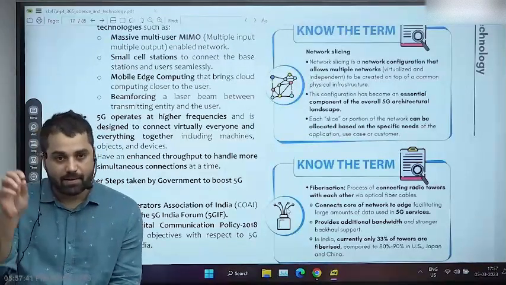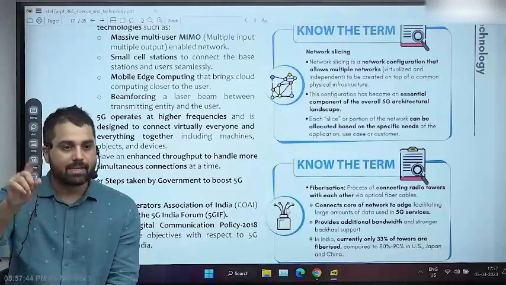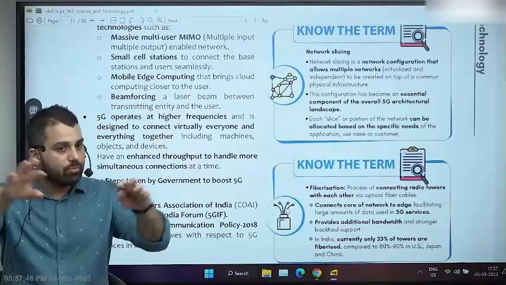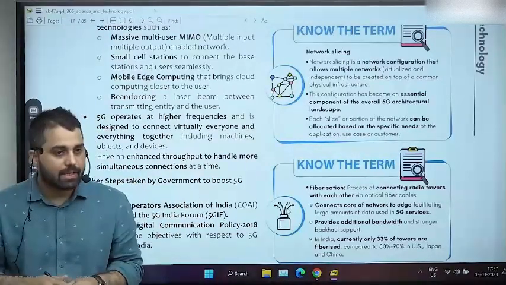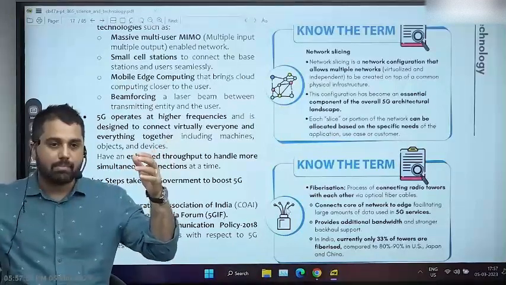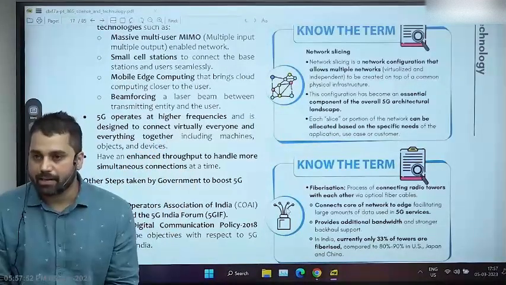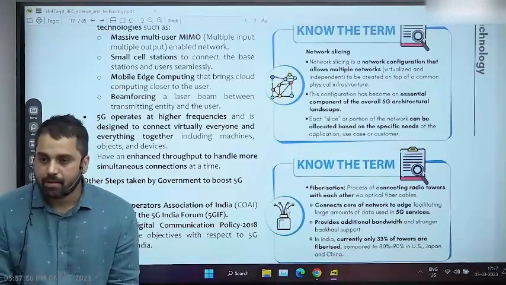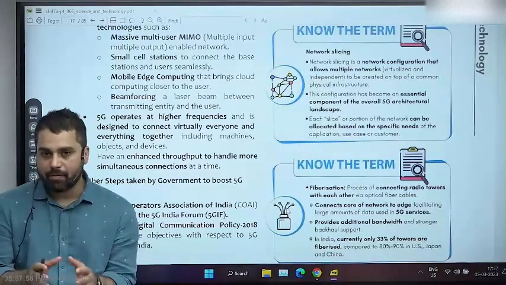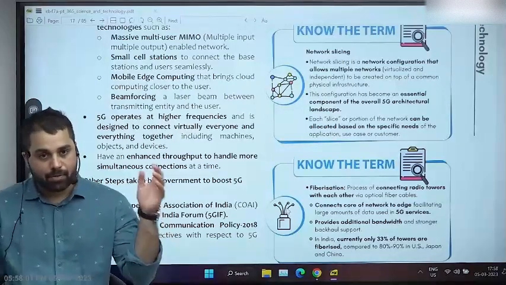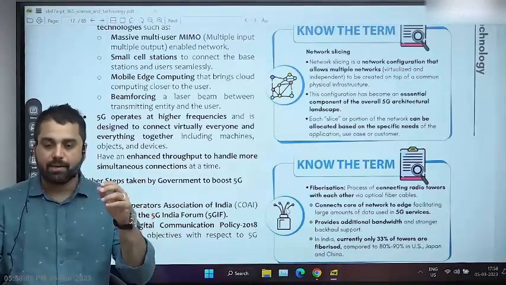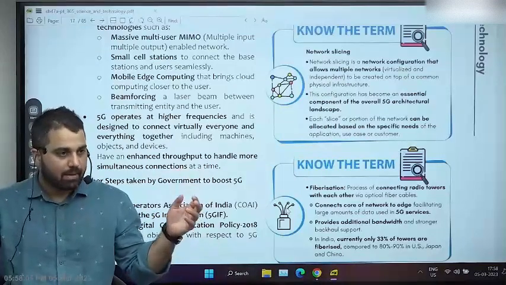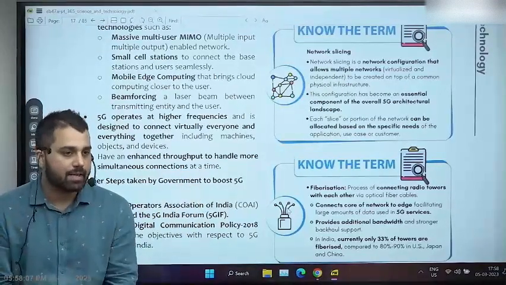Now that is a different requirement compared to, let's say आजकल जो online work चल रहा है, Zoom call, all those things, or for example augmented or virtual reality, they require a lot of bandwidth and very less latency. So different type of requirements can be fulfilled by different type of virtual network, which will work independently, but they are actually part of one 5G physical network.